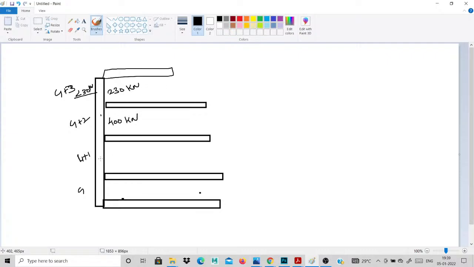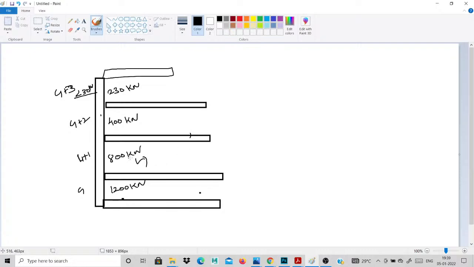It will be acting. Next is G plus 1. The G plus 1 will be 800 kilonewton. Finally, the ground will be acting 1200 kilonewtons. Okay, this is the load acting on your top floor. Next G plus 2, G plus 1, this load will be acting.